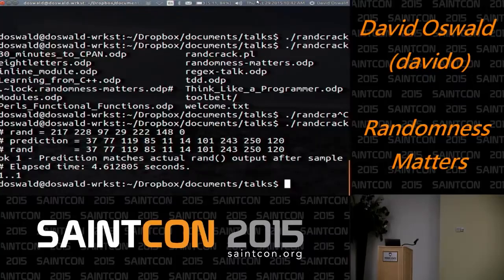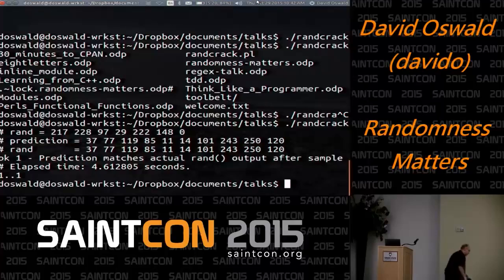Here we've generated some random numbers. Here we've made a prediction of what the next random numbers in the stream are going to be. And here we've verified that that prediction is the same. These are the actual random numbers that came next in the stream. The prediction matched. We were able to, in 4.6 seconds, in pure Perl, determine what the rest of the randomness stream was going to look like from Perl's rand.